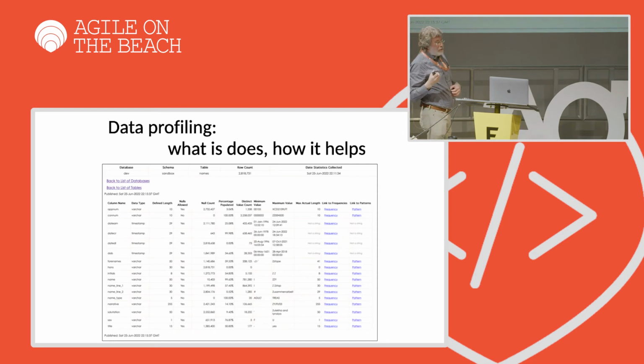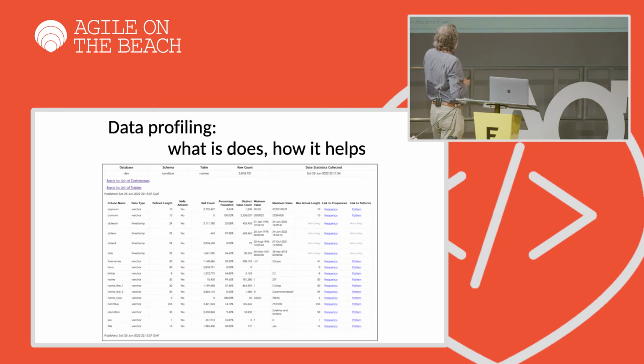Anyway, what data profiling does is the columns on the left, which you probably can't read, are stuff straight out of the database metadata. Column name, data type, length, and whether it's nullable or not. In other words, whether it's allowed to be empty, mandatory or optional. And then the rest is calculated from the data.